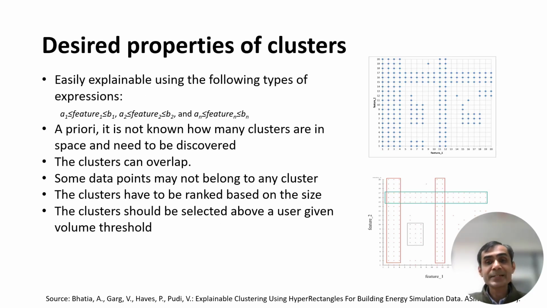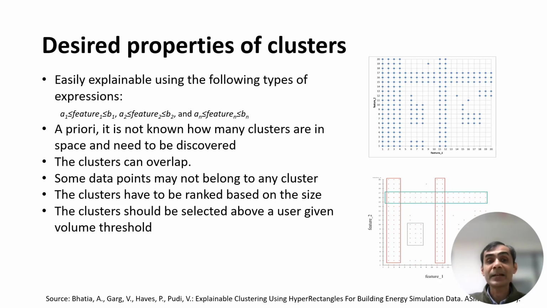If we use clustering techniques, we cannot use ordinary clustering techniques here, because the restrictions are that we need a set of rules, such as: if you provide a window to wall ratio between, let's say, 10% to 30%, and this glass or this much depth of overhang, then your building is energy efficient. A priori it is not known how many clusters are in the space and need to be discovered. The clusters can overlap here. Some data points may not belong to any cluster.